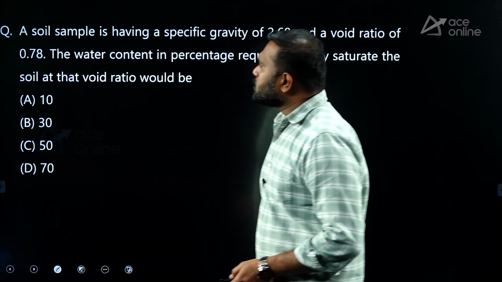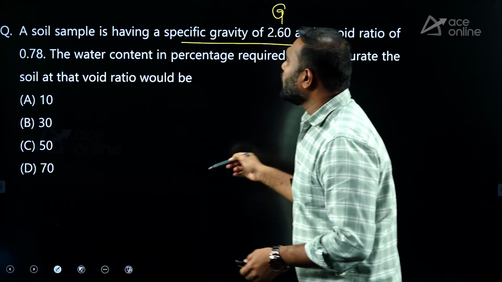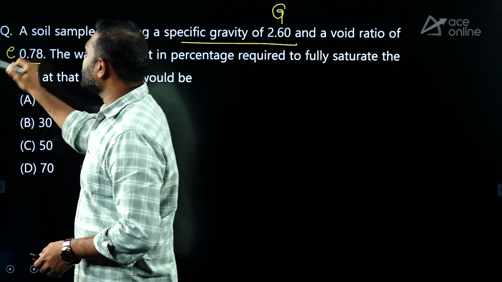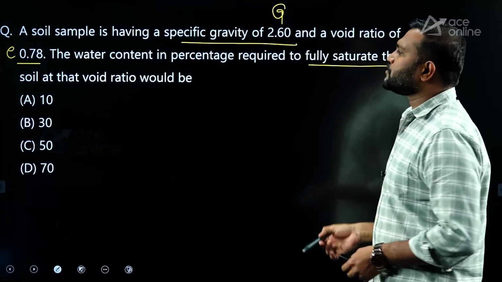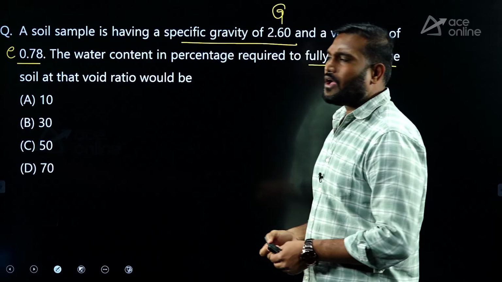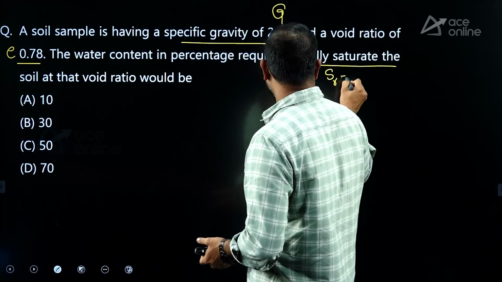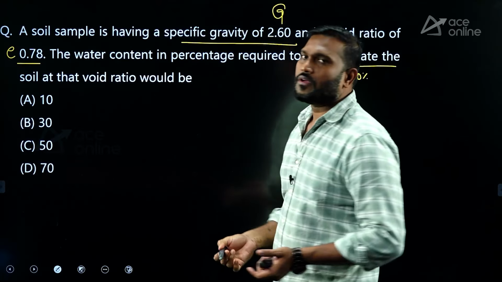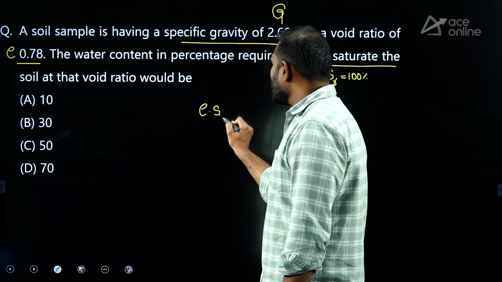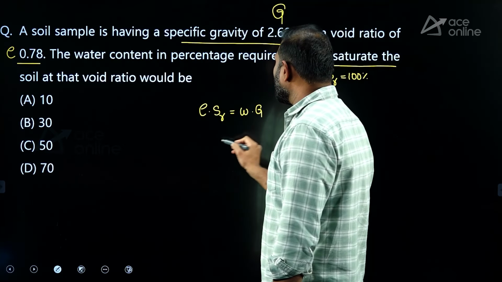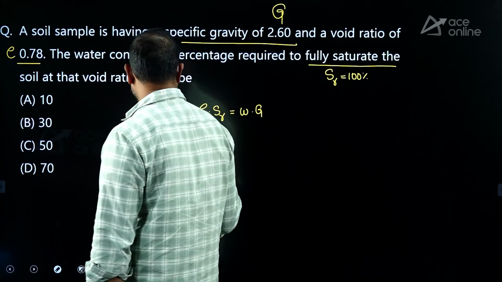And the soil sample is having a specific gravity of 2.6 and void ratio of 0.78. The water content in percentage to fully saturate the soil at that void ratio. They have given the void ratio. Degree of saturation, fully saturated means S_r is 100%. What they're asking is water content. So straightforward question: e into S_r is equal to w into G.